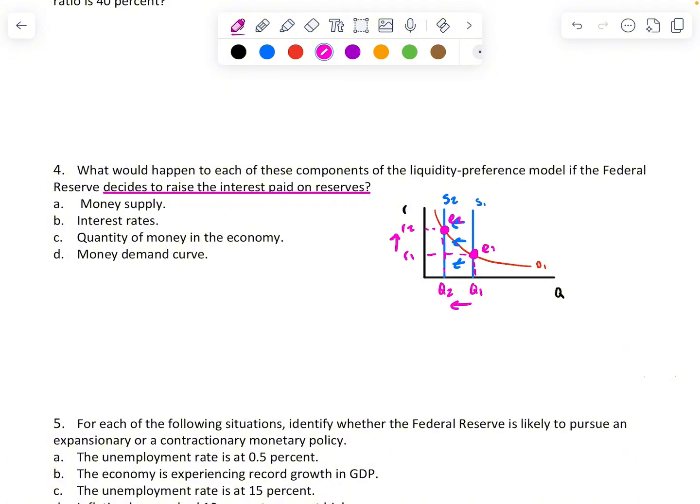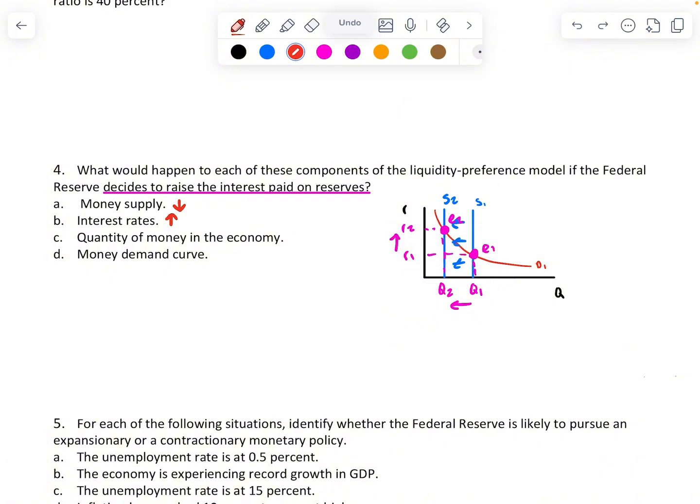So we can go ahead now and answer some of the questions. For A, the money supply, we said that decreased because S1 shifted left to what is now S2. So that is a decrease in the money supply. We see right here that the interest rate increases. And then down here, we see that the quantity of money in the economy is going to decrease.